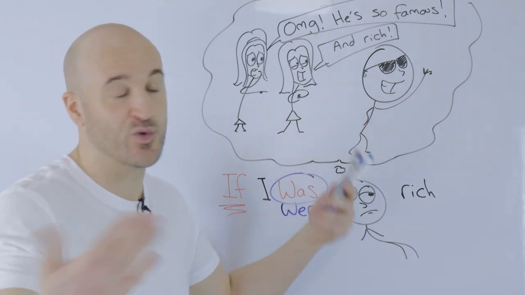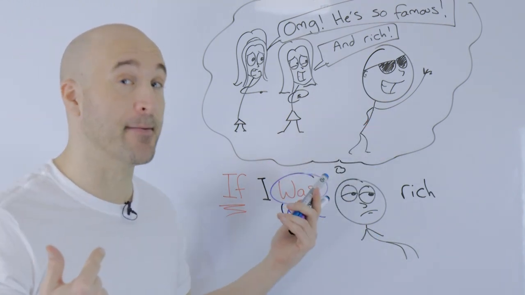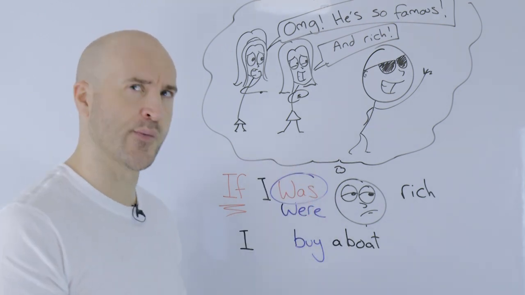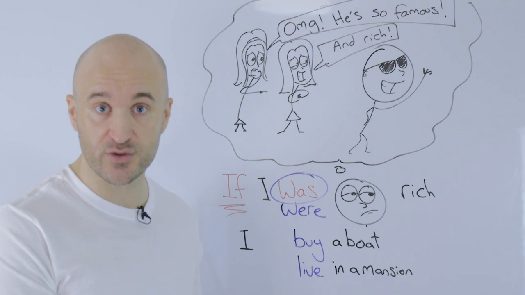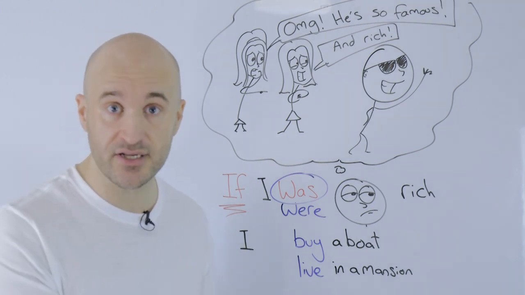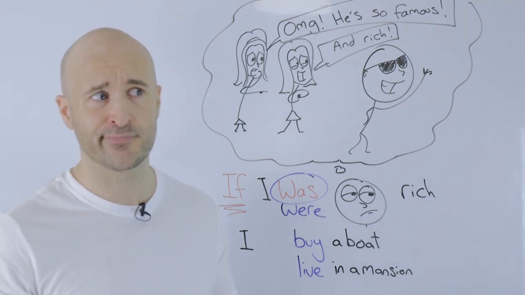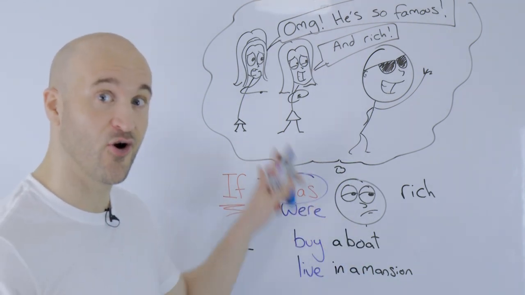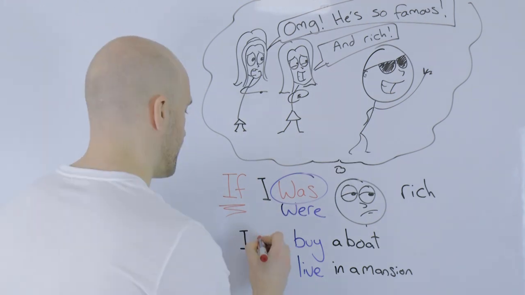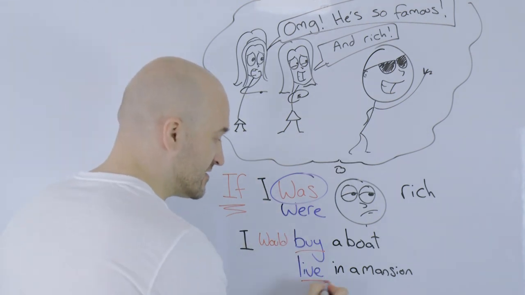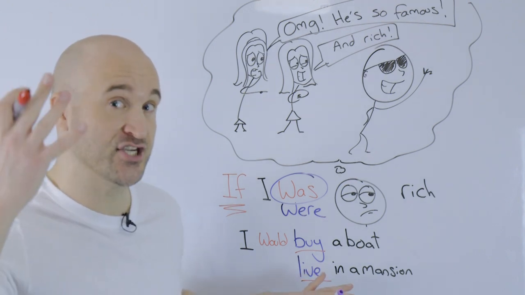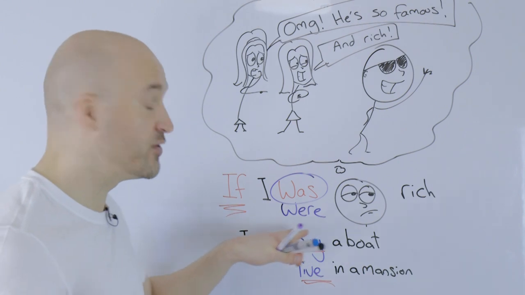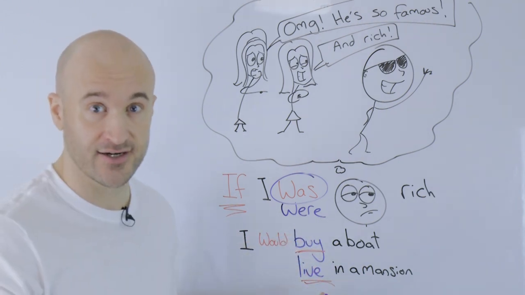Imagine you're rich. What's the result of that? For me, I buy a boat. But for you, what do you do? Buy a boat, live in a mansion, hire Sabrina Carpenter to be your alarm clock in the morning. I wake up, she made you an espresso. So to say this imaginary result of this, we use would. And because this is talking about an imaginary now or imaginary future, this doesn't change. I would buy, I would live, I would hire.